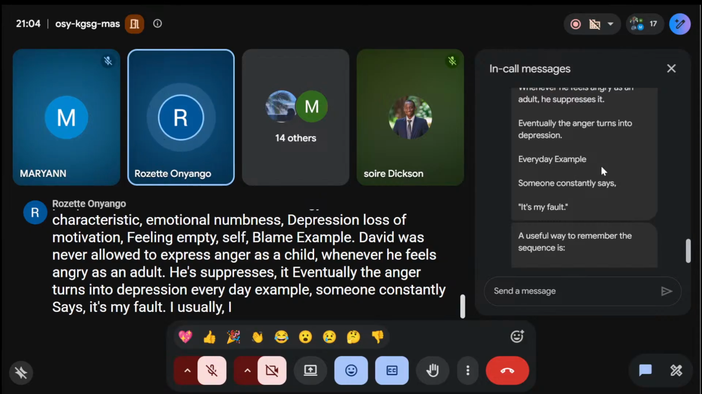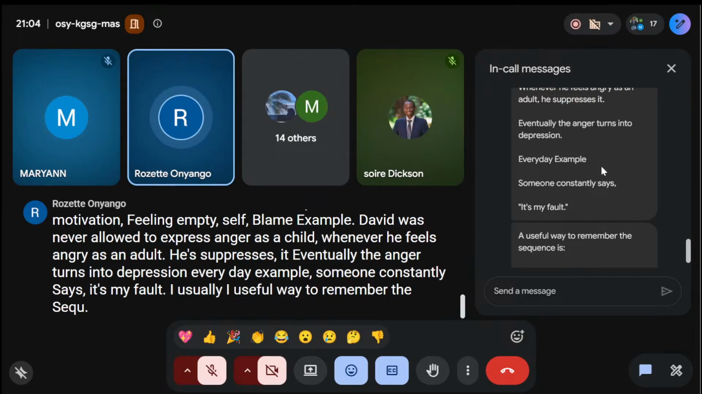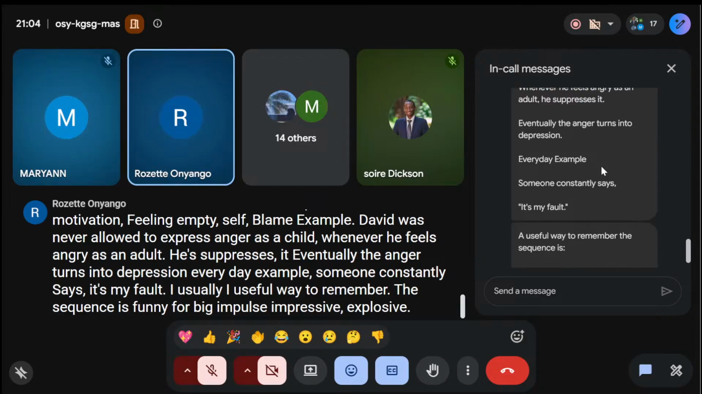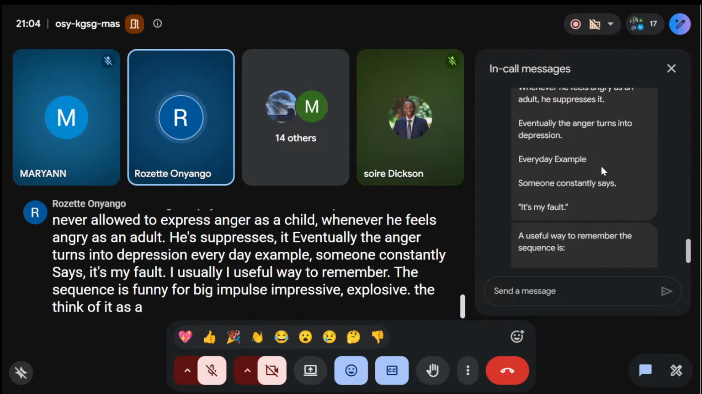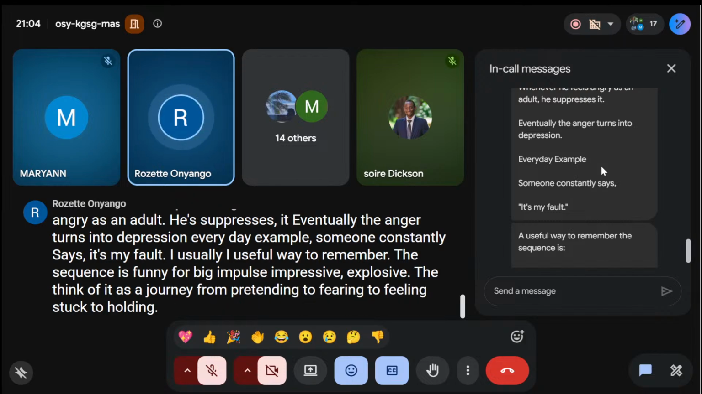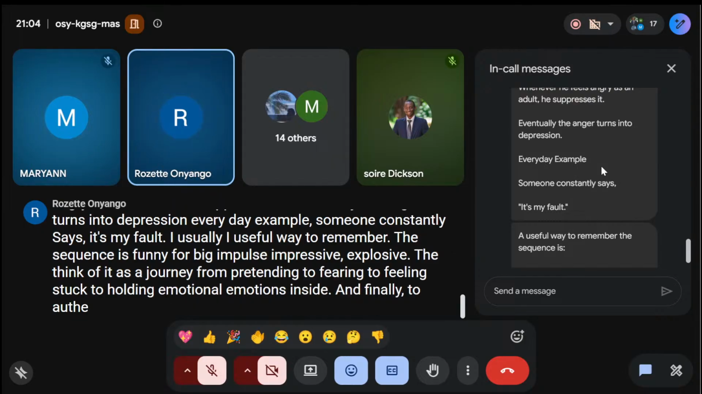A useful way to remember the sequence is phony, phobic, impasse, implosive, explosive. Think of it as a journey from pretending to fearing to feeling stuck to holding emotions inside, and finally to authentic emotional release and personal growth.